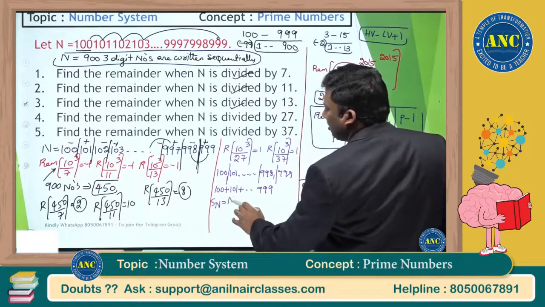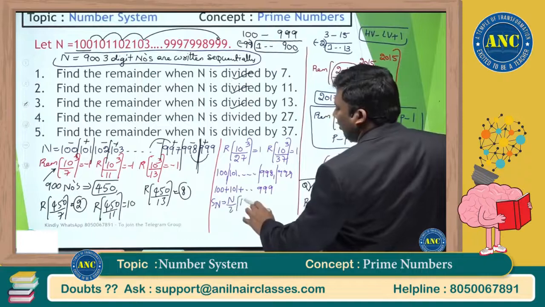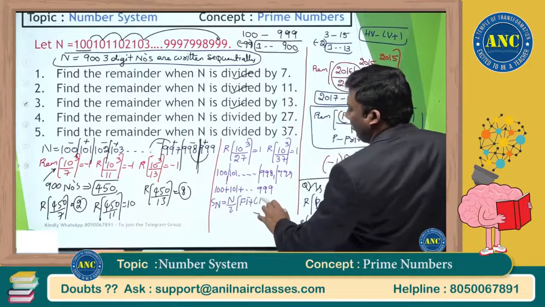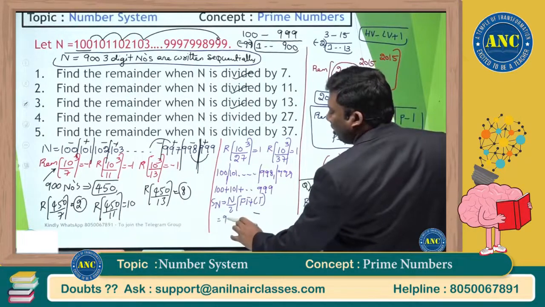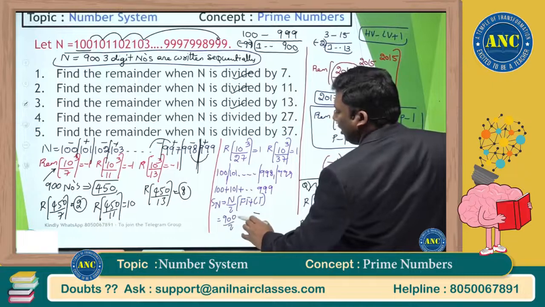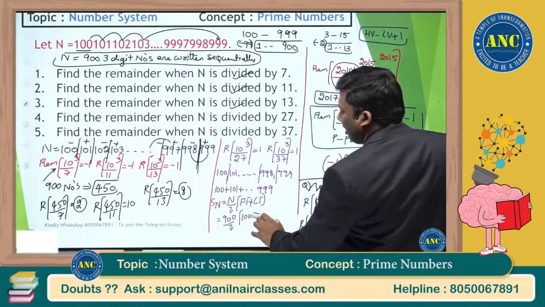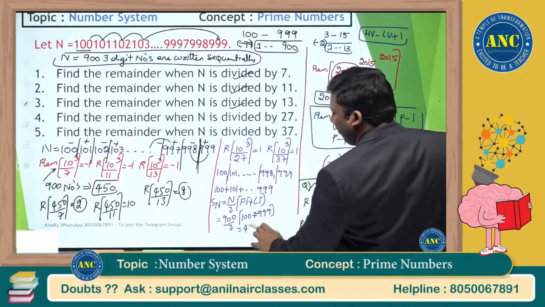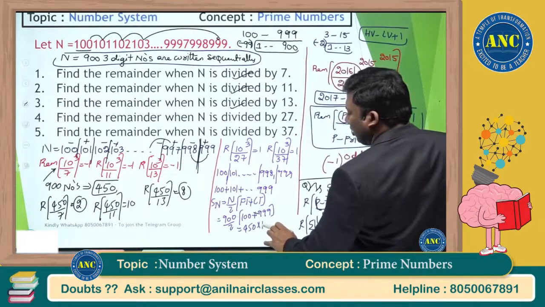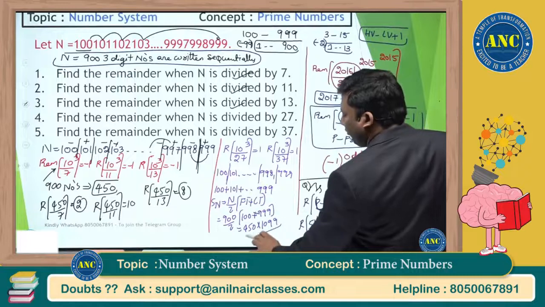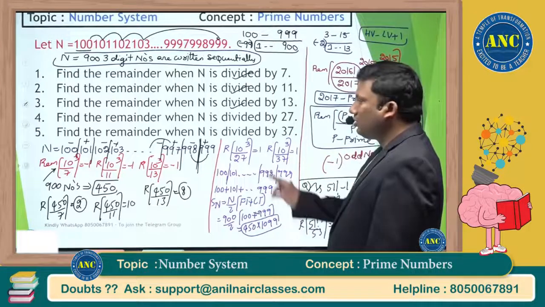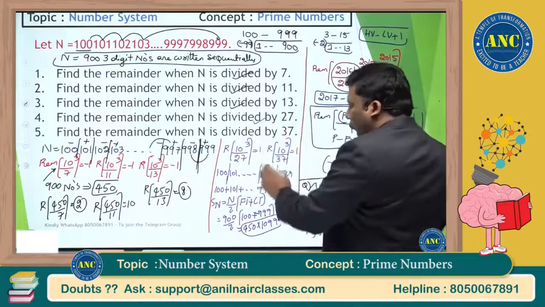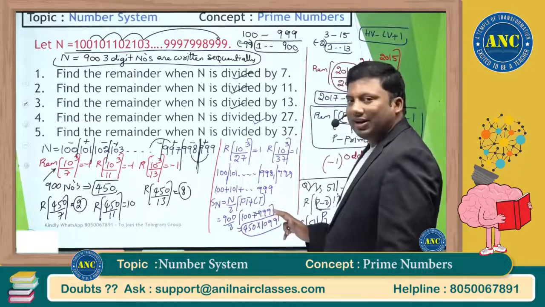So Sn is n by 2 into first term plus last term. Total numbers are 900, into 100 plus 999. So 450 into 1099. So for this question, what do we have to do? 450 into 1099.